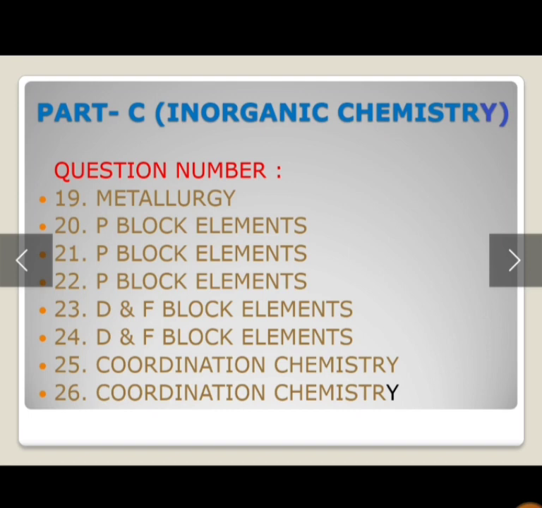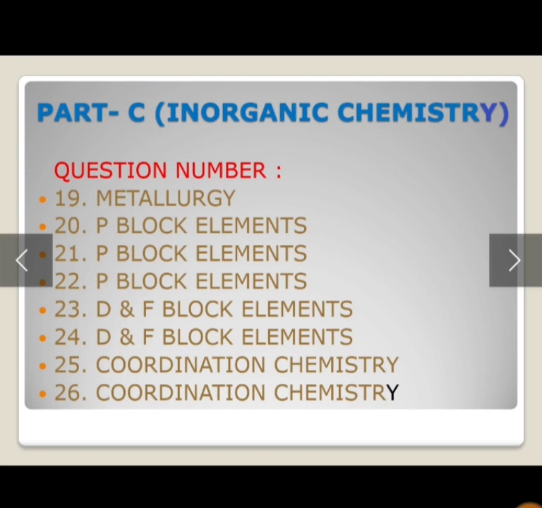Next comes part C, the easiest in your question paper. Question number 19 would be from metallurgy, where you have only 4 questions and one would definitely appear among them. Question number 20, 21 and 22. I will be saying once we are going through the questions respectively.